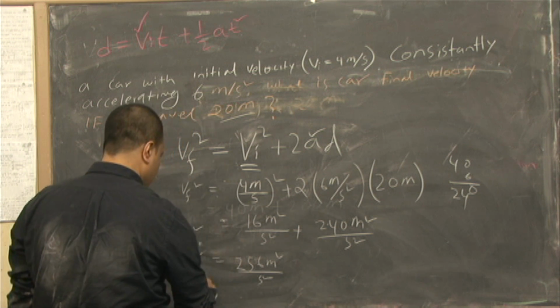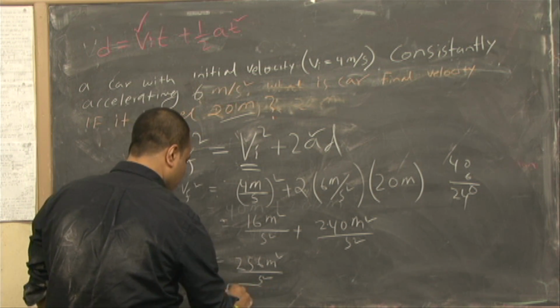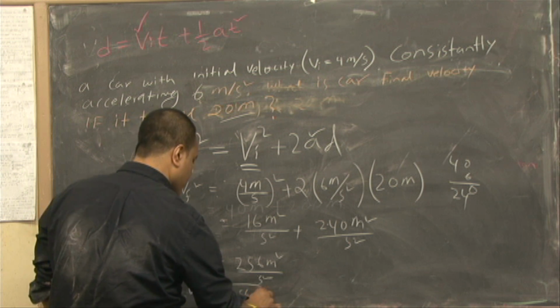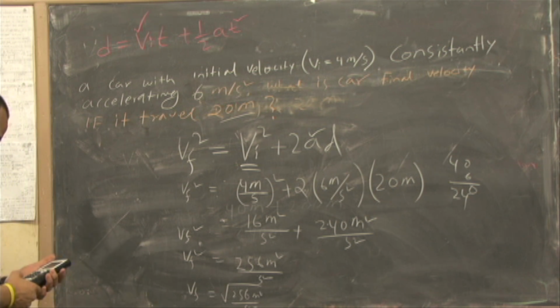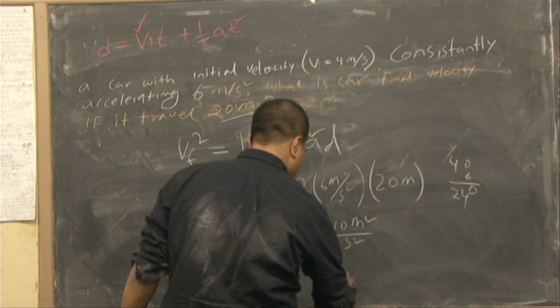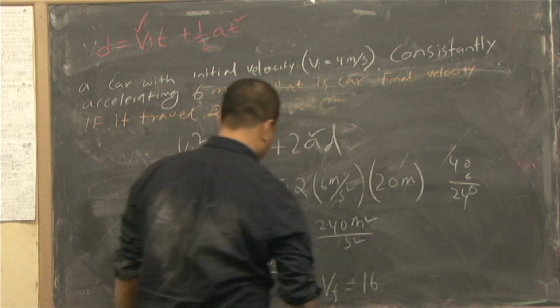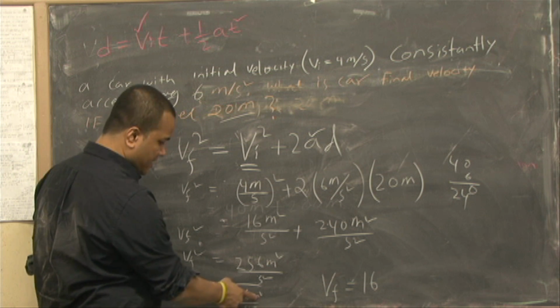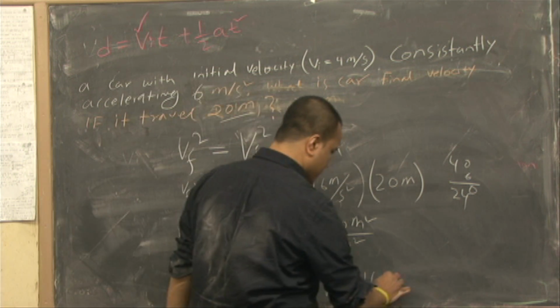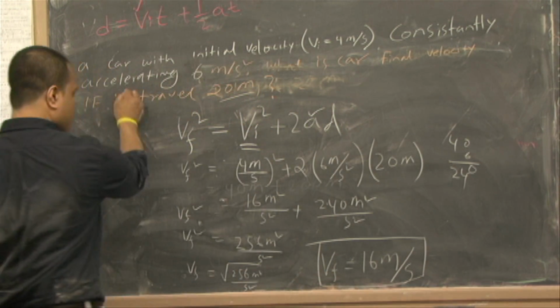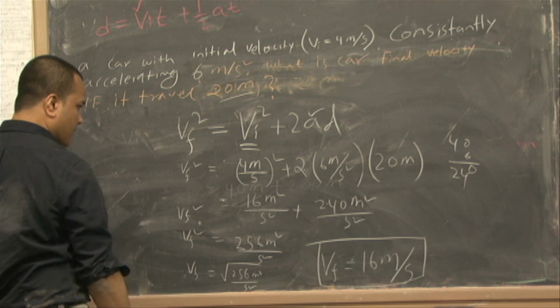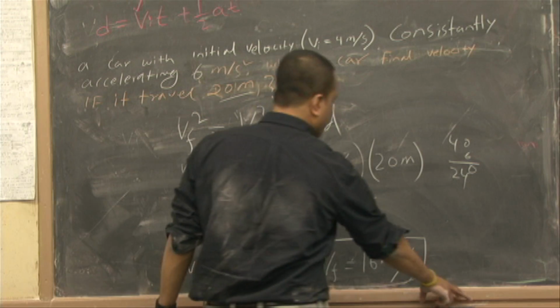So B is simply the square root of 256 meter squared second squared. So what is the square root of 256? Let's see, it is 16. So velocity final is 16. When you take the square root of m squared and s squared, you get meters per second. So the final velocity of that car was 16 meters per second.